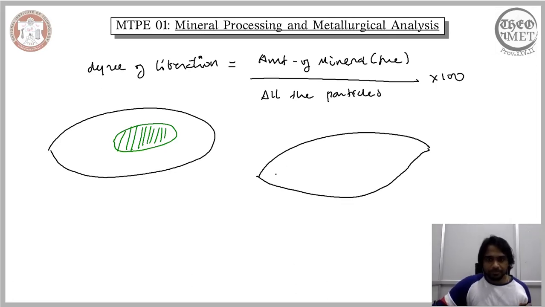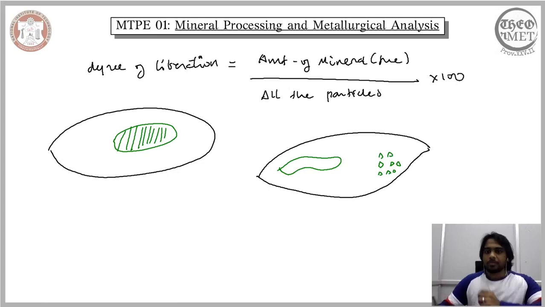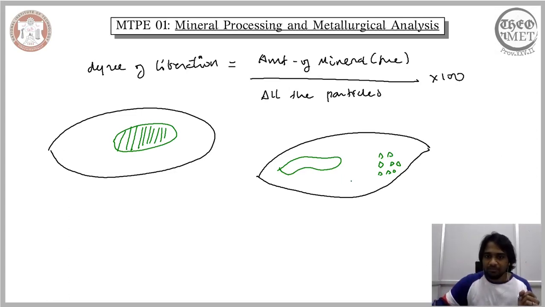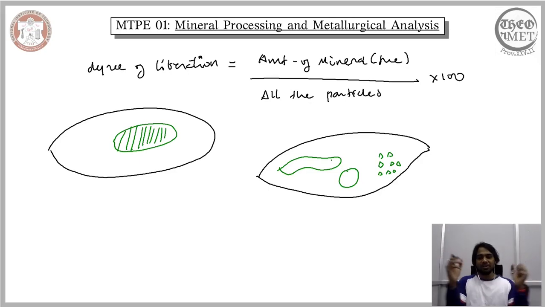There will be some portions of the desired particles that are rather irregularly shaped, and some might appear in the form of smaller pockets of our desired minerals. So some might be irregularly shaped, and some, of course, might be regularly shaped. So all these appear within a given ore particle.